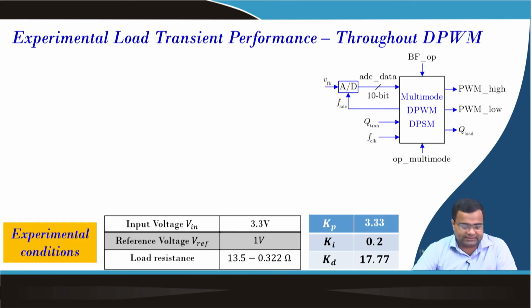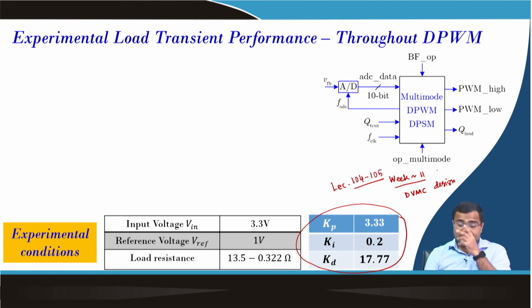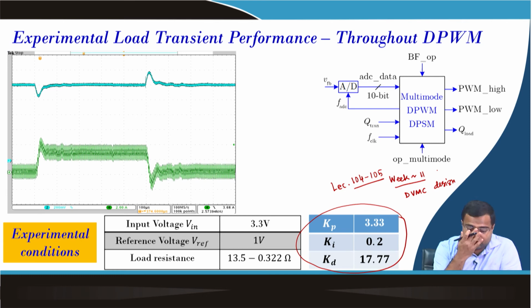Now, we are showing experimental results. For the test condition, we are using the same Kp, Ki, Kd which we discussed in week 11, in the design of the digital voltage mode control. I think it could be lecture number 104 to 105, something like that, or maybe 106, 102, 3, 4, 5, yeah. So, same values for 3.3.